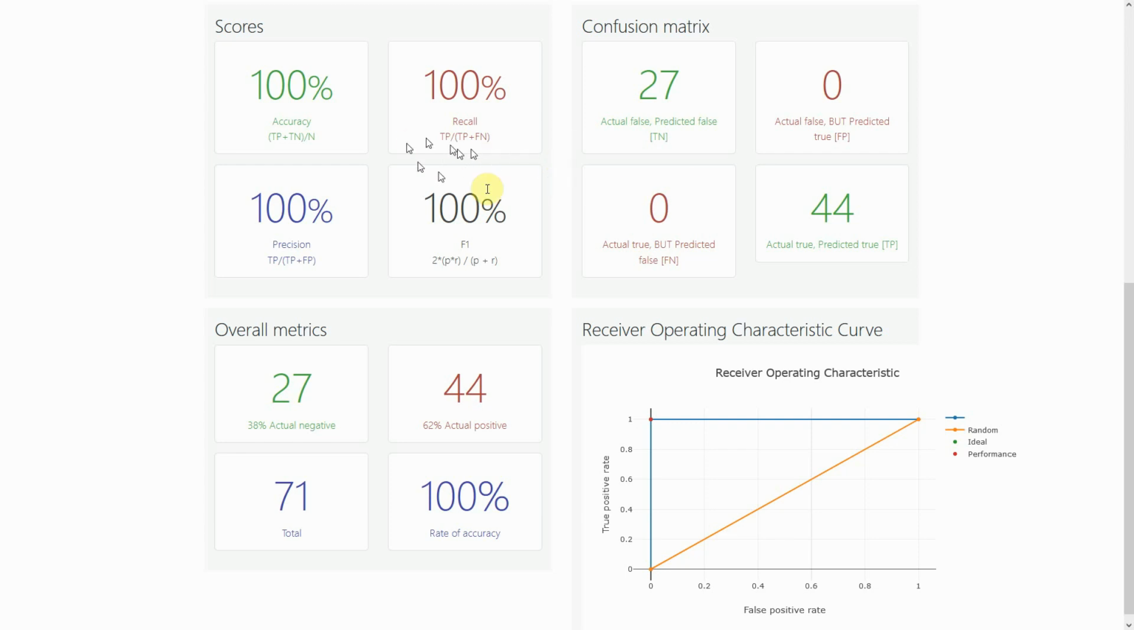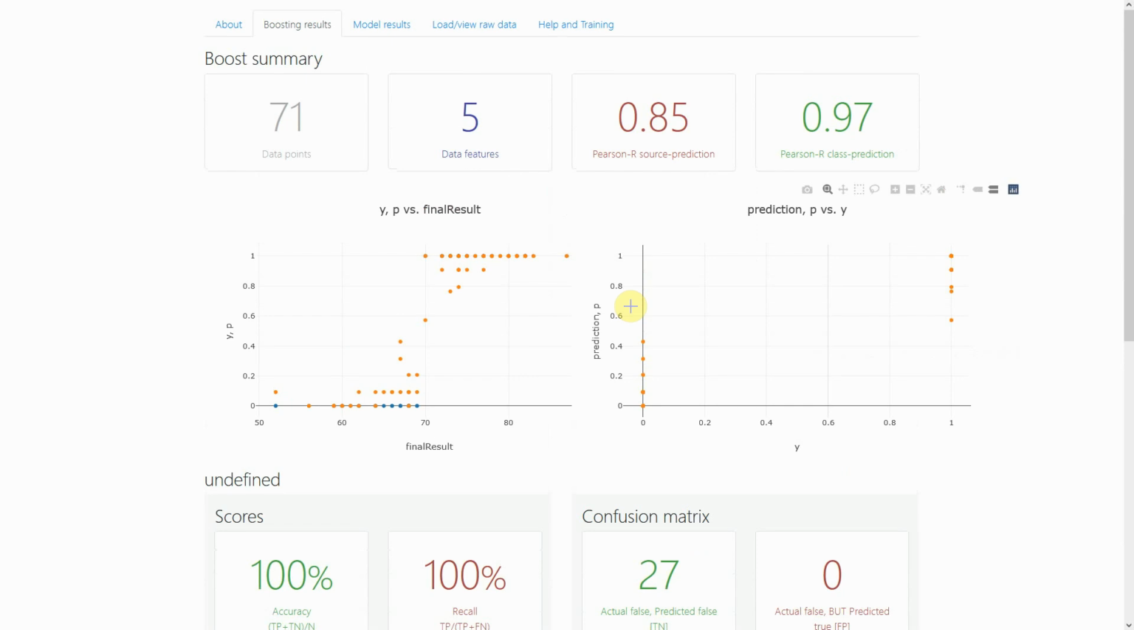In this case, it doesn't really matter because we were able to predict with 100% accuracy, or to classify with 100% accuracy. And these are the so-called boosted results. You can see some other metrics here, the numbers of students who were not at risk and those who were at risk, and the system has managed to perfectly classify these students. That's after boosting.